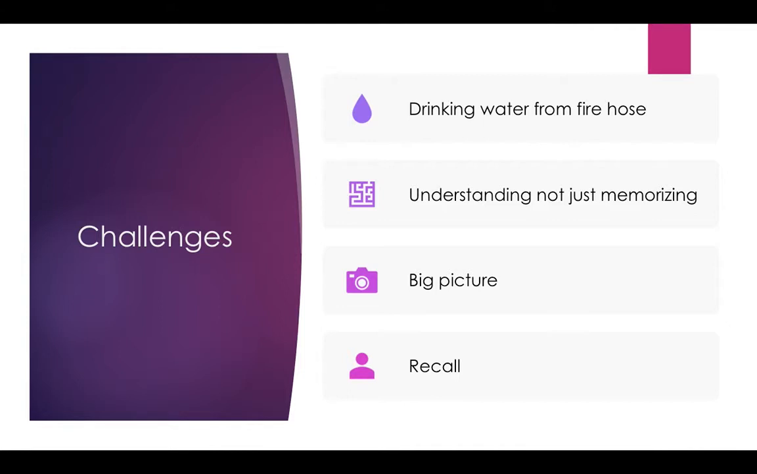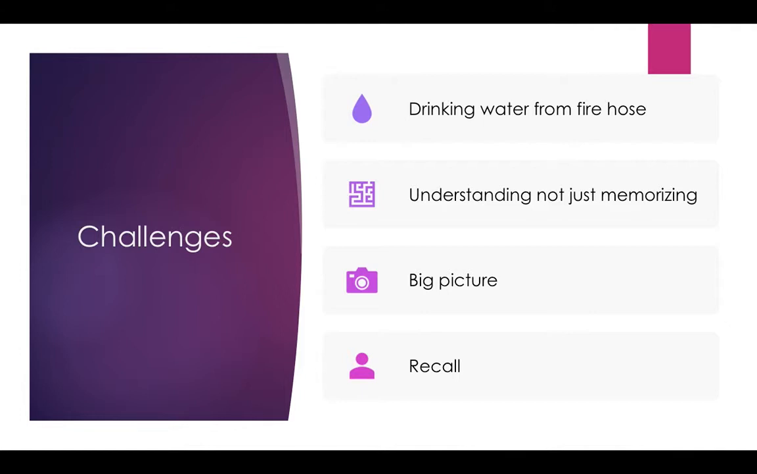Chunking also helps you get the big picture. A lot of students get lost in the details. And I've heard students say, well, I can get the details in, but I don't know what they mean, so I can't answer the questions correctly. I just feel lost, like I'm just memorizing all these details. And so it's losing the forest through the trees. So how do you take a step back from the details and get that big picture view so that the details make more sense?